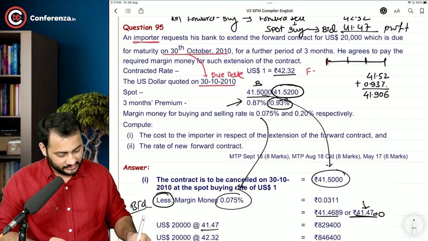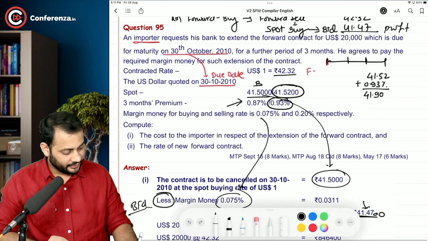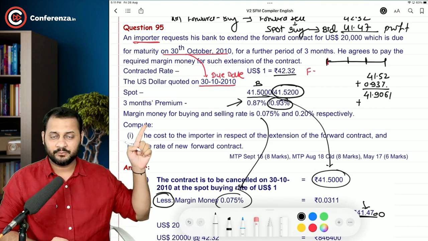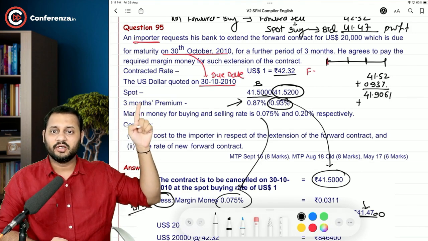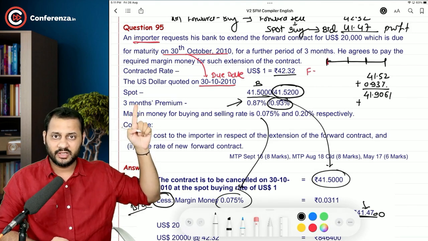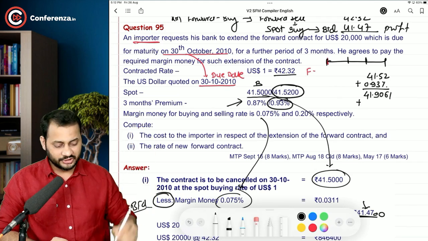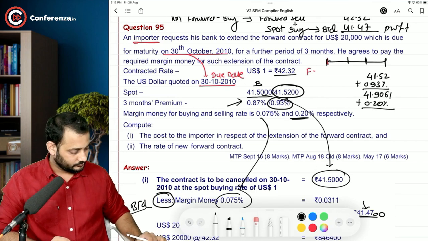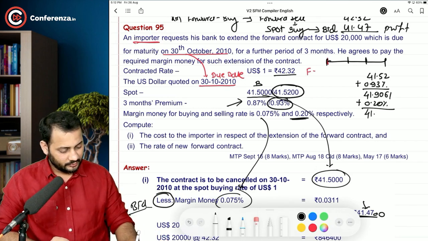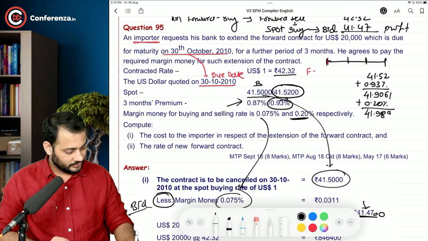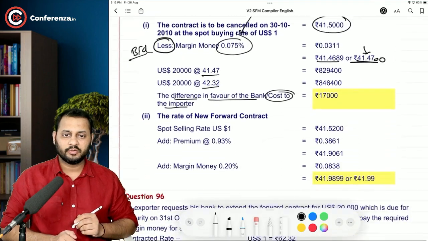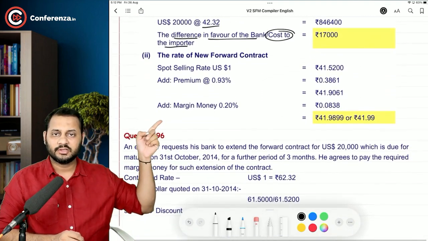Okay, this is just the interbank forward rate. But now we are going to add margin also in that. From spot to forward, this is interbank, this will also be interbank, and then from interbank to merchant we will have to add 0.20%. That comes to 41.9899, which will be rounded off to 41.99. Simple, 41.99. That's it. This is the new rate.